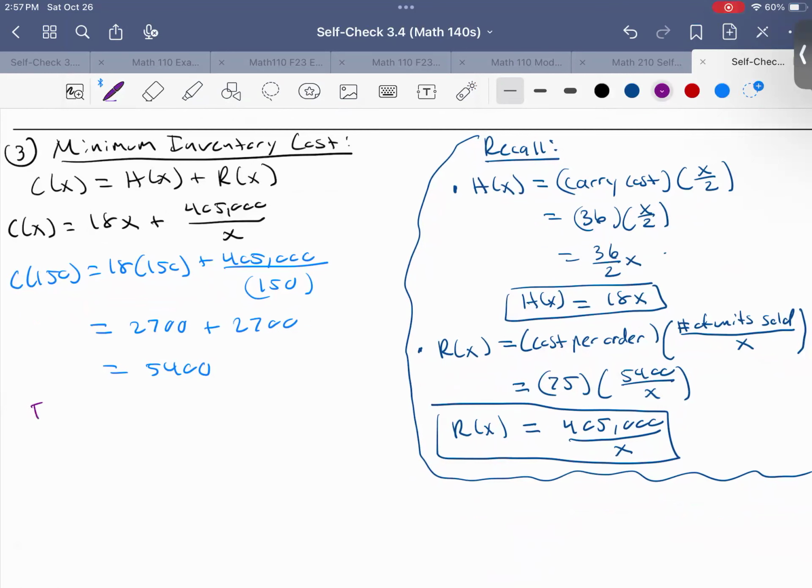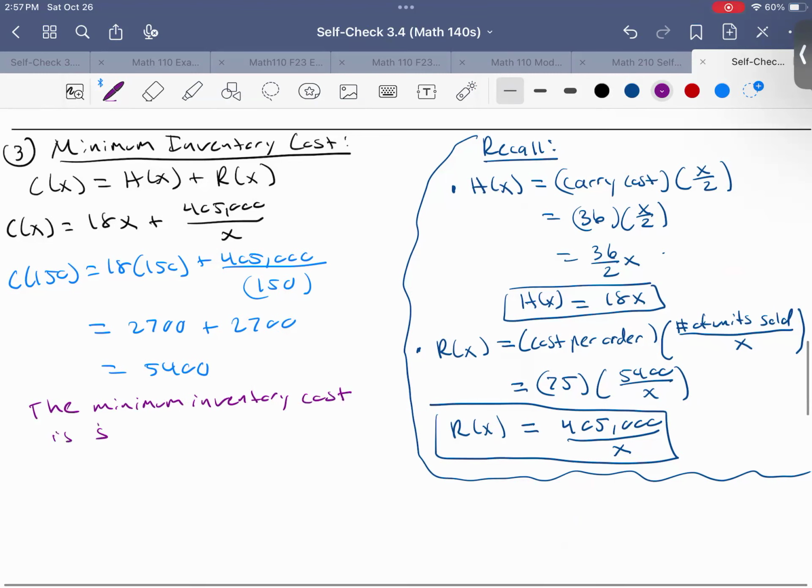So this means the minimum inventory cost is $5,400.